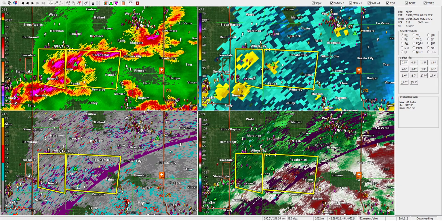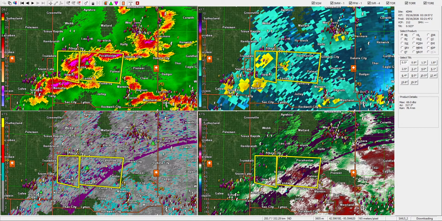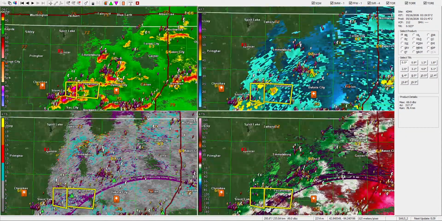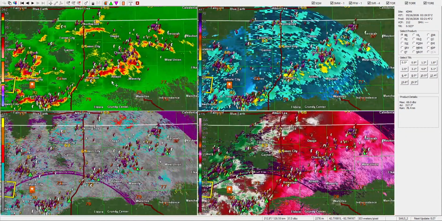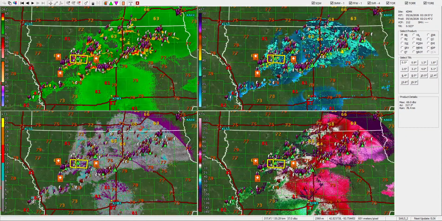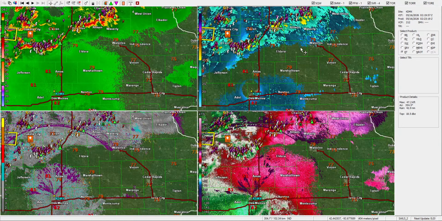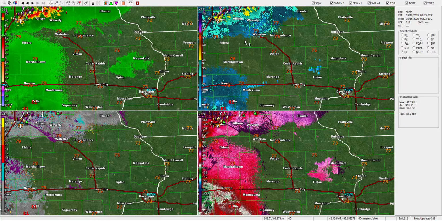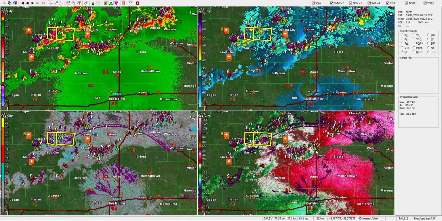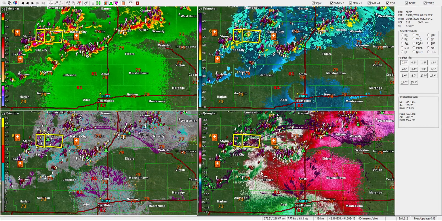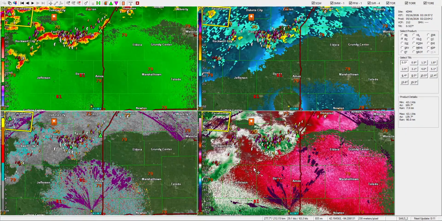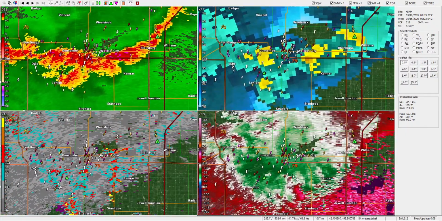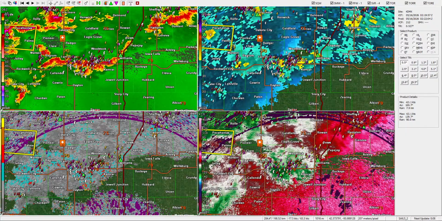Most of it looks like it's towards the north side of Iowa. Looks like it's kind of like forming a ridge here. You can see that. Especially when I look over at the base velocities. Honestly, it looks like this area would be the most likely to form a tornado.